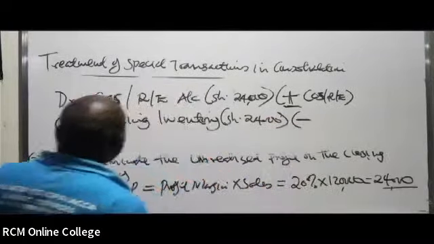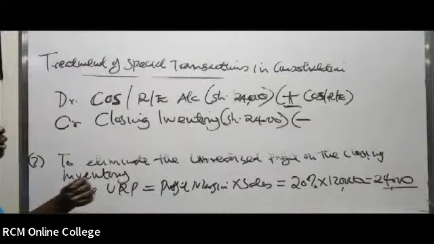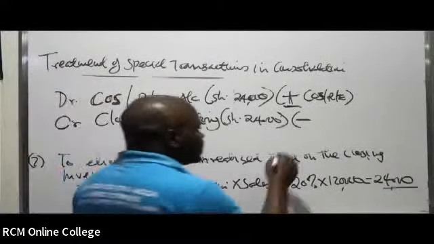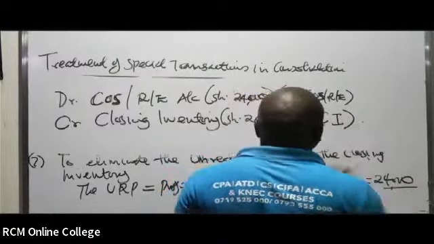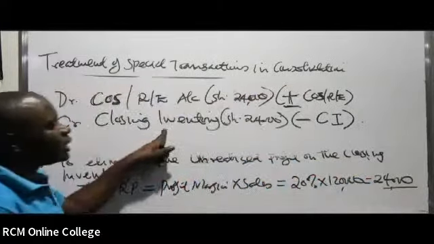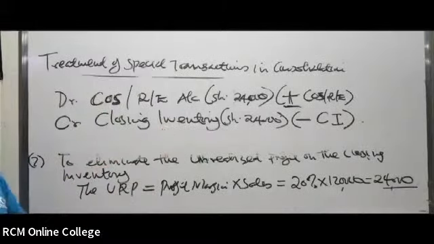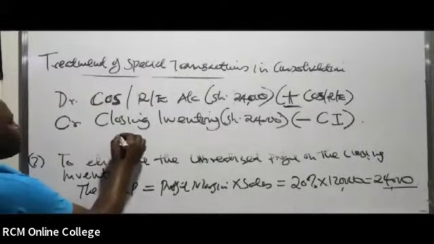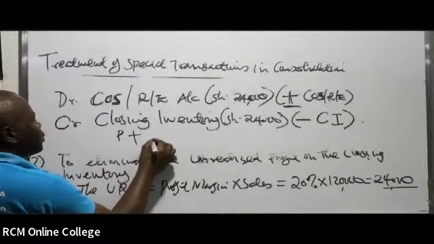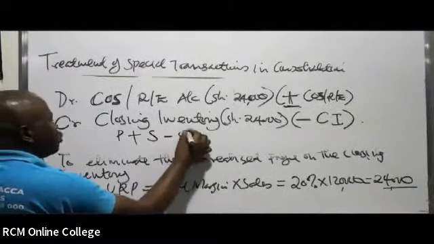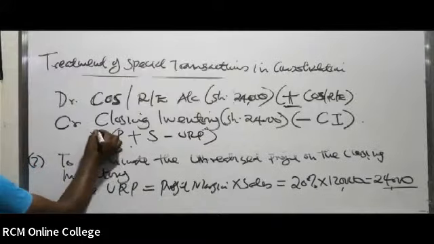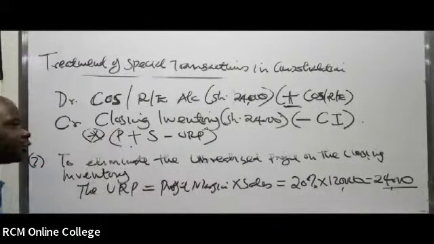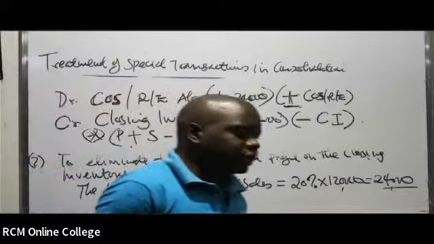When you credit an asset account, you are reducing it, and therefore we'll be deducting from the closing inventory. This appears in the consolidated statement of financial position. So we take the closing inventory of the parent, add that of the subsidiary, then minus the URP. This is what happens when we do consolidation.